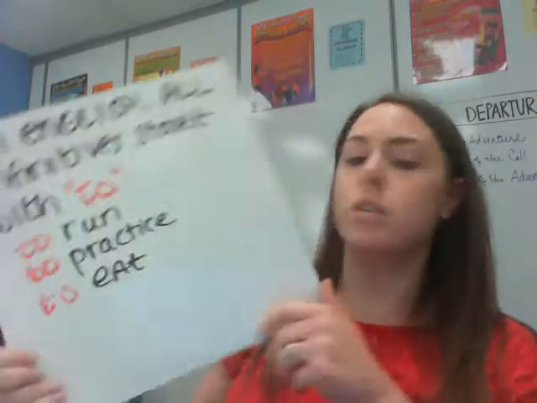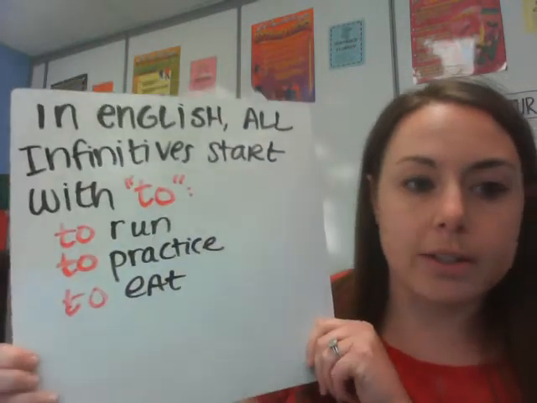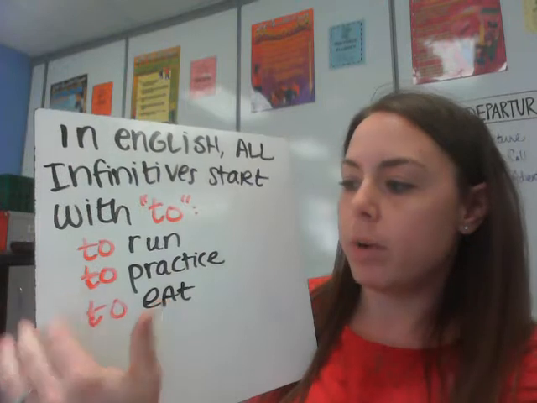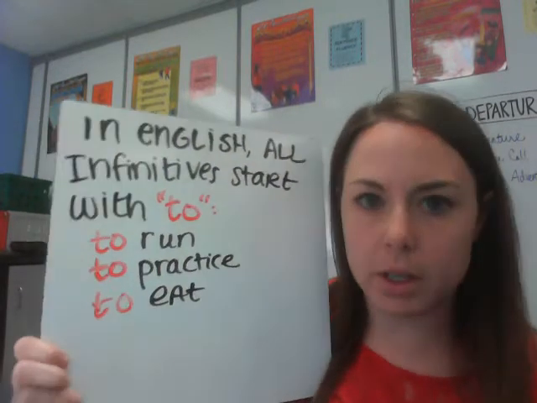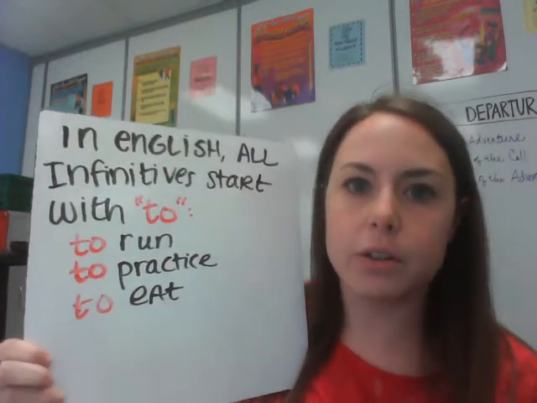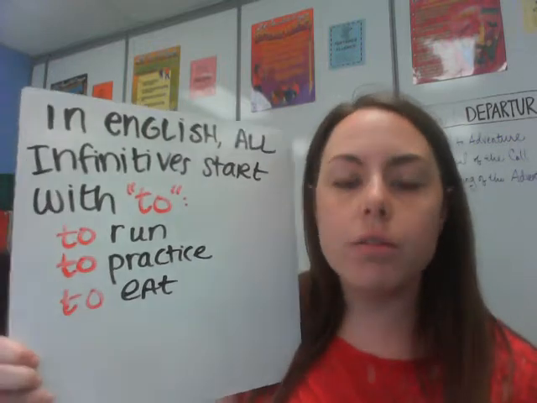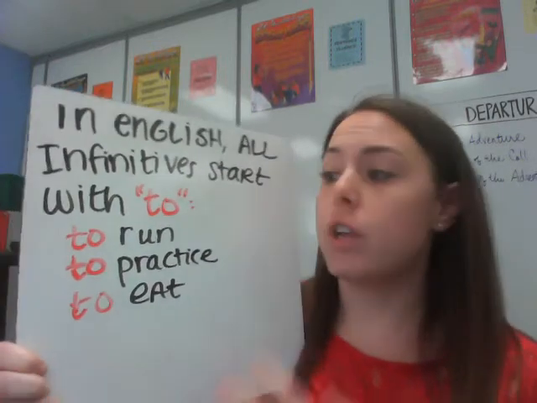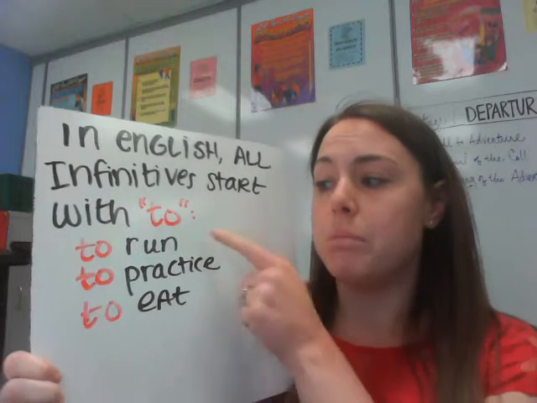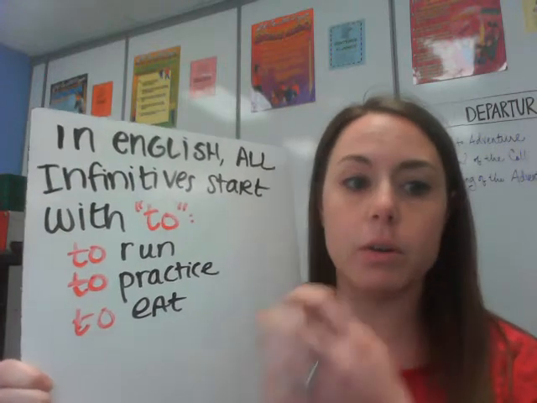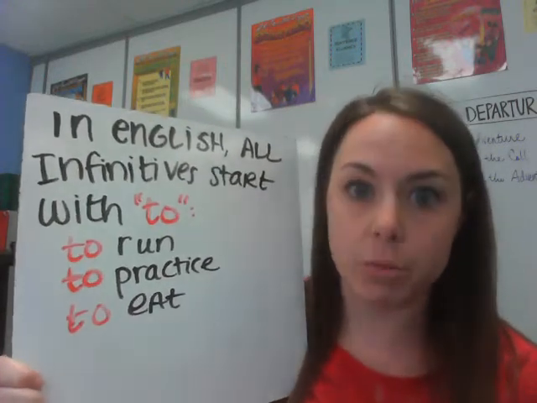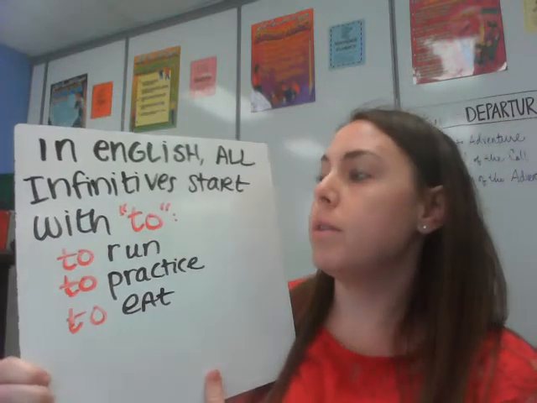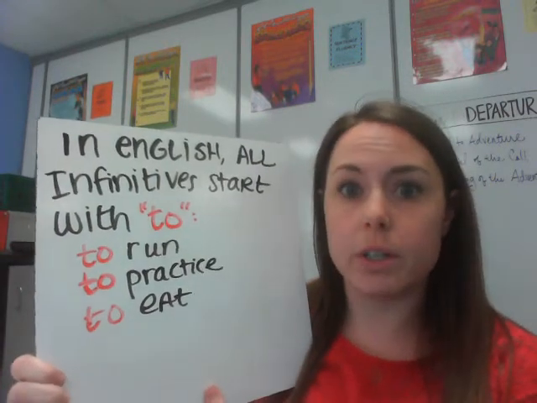In English, all infinitives start with the word to. It's always going to be to and then whatever it is: to run, to practice, to eat, to breathe, to play, to swim. All of those are infinitives in English, an unconjugated form of the verb. If I were to conjugate this, it would go into I run, you run, he or she runs, etc. So all infinitives in English start with the word to.